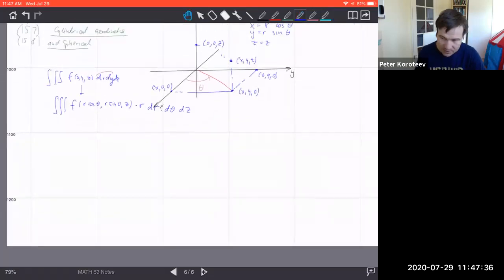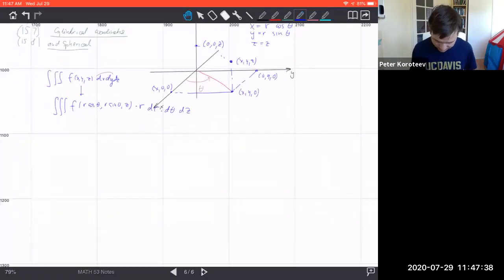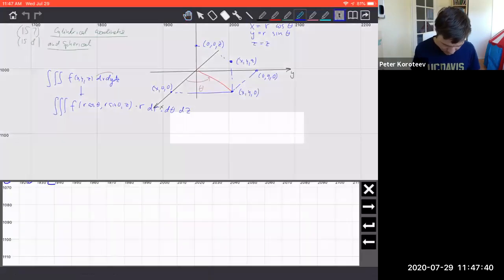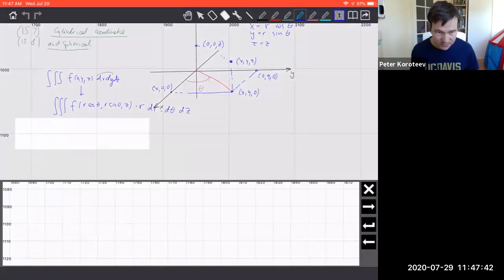It will be slightly more complicated for spherical coordinates. Probably we'll talk about spherical coordinates tomorrow. But okay, so let's do an example here. So say we have this integral.